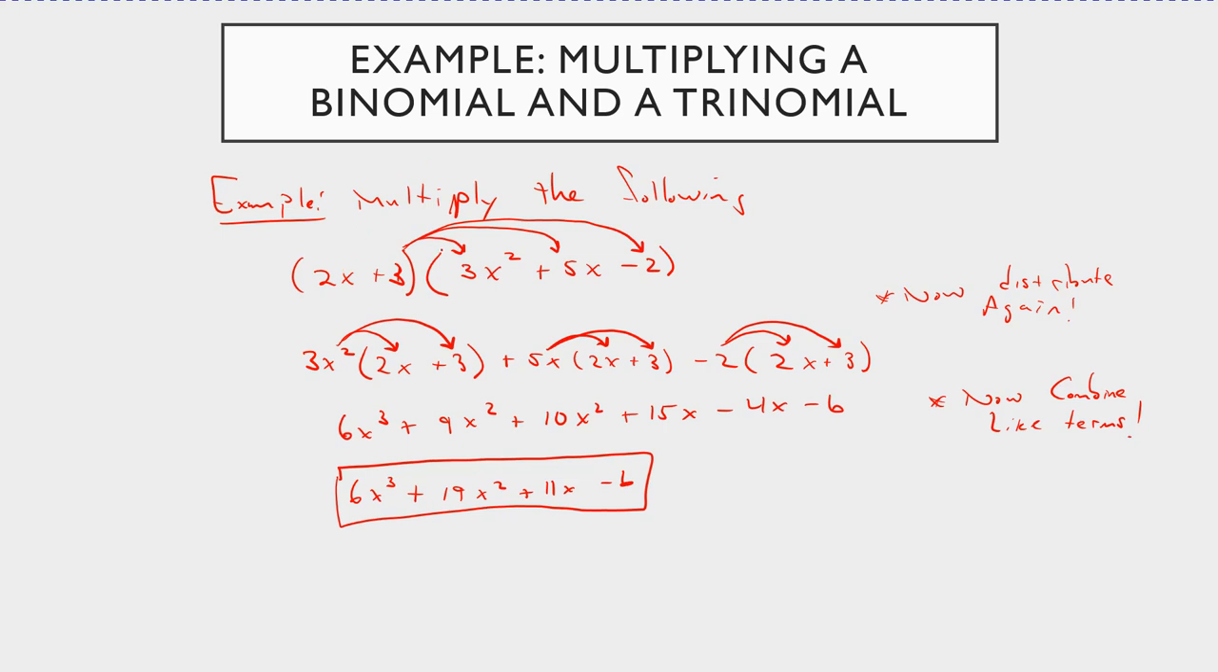There's another way you could do this. You could distribute the 2x to each term and then distribute the 3 to each term. The reason I did it this way is because when you go to combine your like terms, notice how it lined up perfectly, like the x squareds were next to each other, the x's were next to each other. But you could do it the other way if you've seen it the other way. It's totally fine. You'll get the same answer in the end.